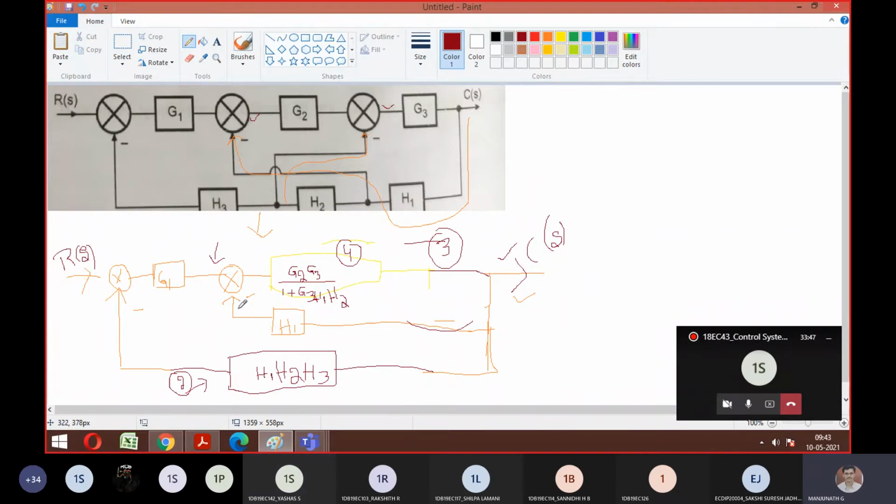So G divided by, again minus is there, so 1 plus this G into H1. It means this answer should be multiplied with H1. You can write aside or you can write one complete block. If you write it separately, it looks like this. G is nothing but G2 G3 divided by 1 plus G3 H1 H2. This is my numerator part. Then this whole divided by 1, and since minus is there, it is plus. The same thing you have to replicate here.